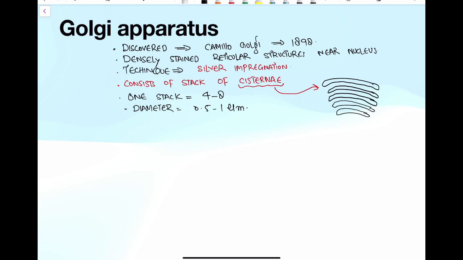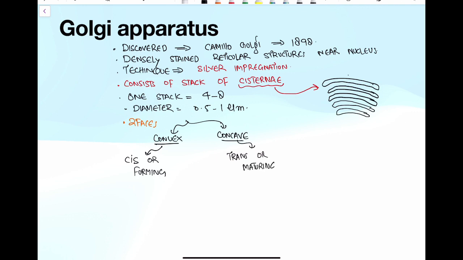Okay, now important thing, this Golgi apparatus has two faces. It has this convex face and it has this concave face. This is convex, this is concave. Convex face is called the cis face or forming face, and concave face is called the trans face or maturing face.